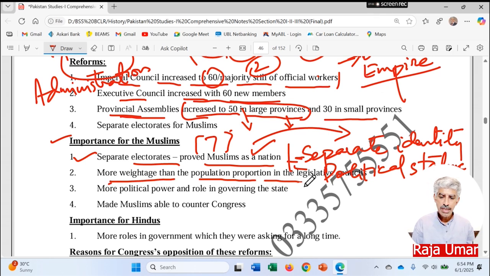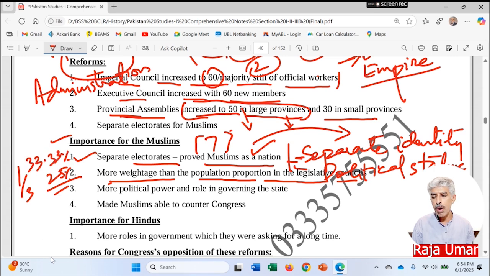More weightage than the population proportion in the legislative councils. As it was said, the Muslim population was around 25% in the subcontinent, but they got one third of the seats in the councils. So it means that they achieved 33.33% representation in the assemblies. Again, a greater achievement, and these reforms were really very important for the prosperity of Muslim politics in the subcontinent.